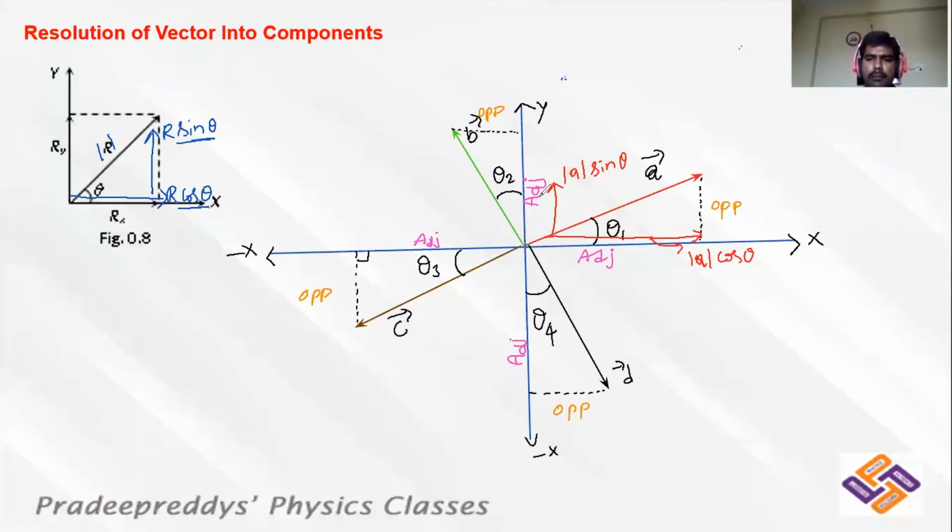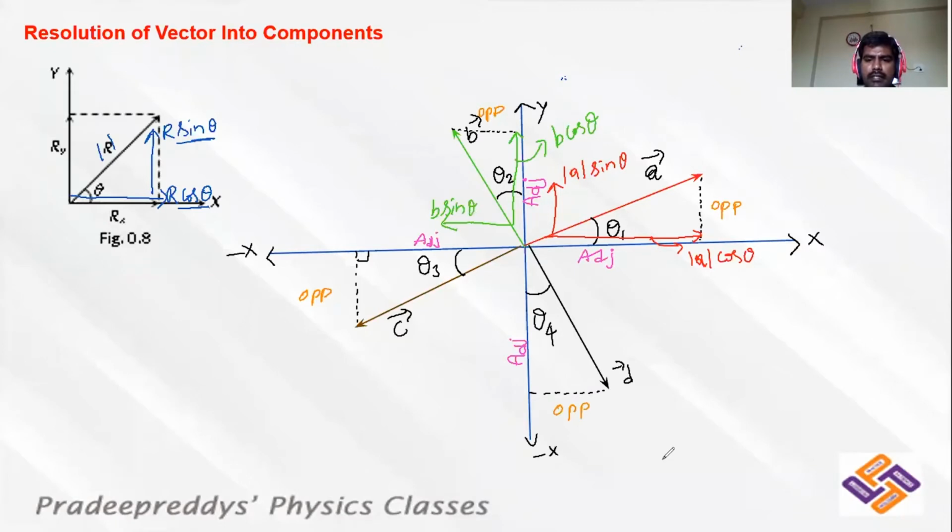Similarly, vector B bar can be resolved into 2 components, one component along x-axis and the other along y-axis. Along x-axis, it is becoming adjacent side, right? As it is adjacent side, you should represent it with cos theta. So it is B cos theta. And along this, it is opposite side. This becomes B sin theta.